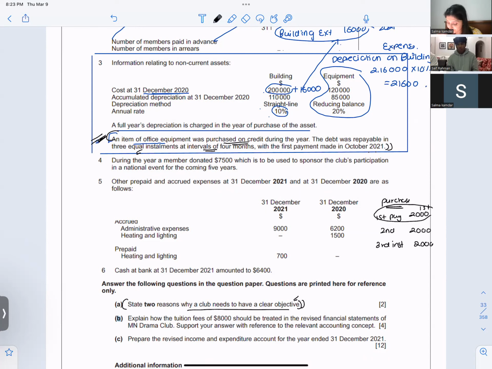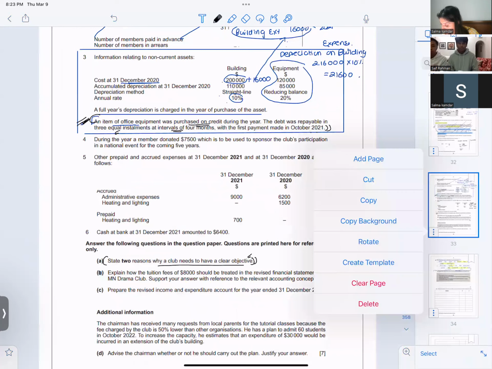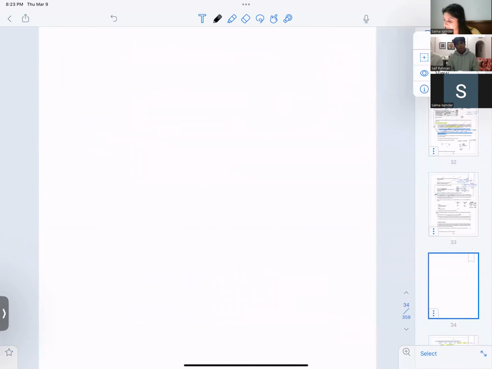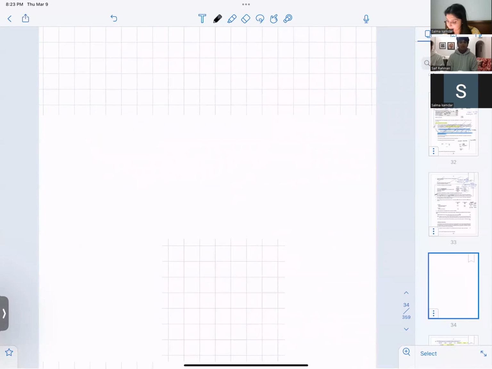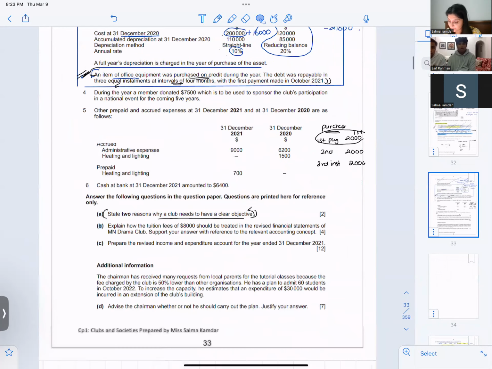Are you with me? Yes, ma'am. Now you have to depreciate your office equipment. Tell me, how will you depreciate your office equipment? Using the reducing balance method. How will you use the reducing balance method? We'll minus it with the accumulated depreciation. Cost minus accumulated depreciation.